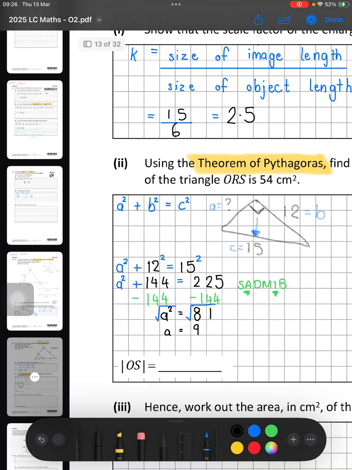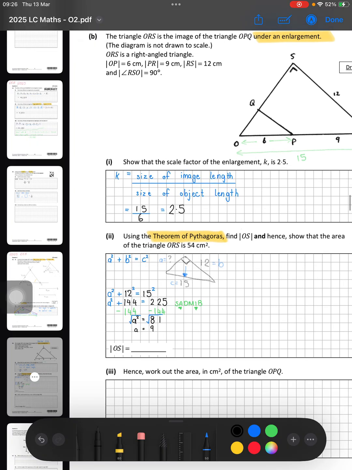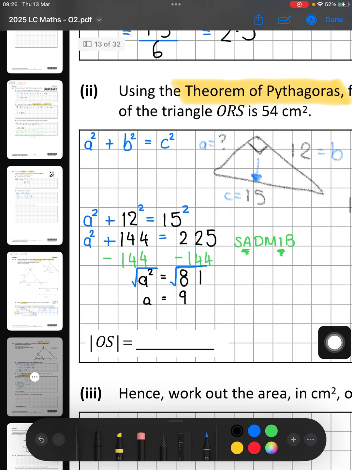So a is 9. Now, don't forget that that is one of the things they asked, so there's probably a significant amount of marks going for this a equals 9. So make sure your answer is written clearly and includes its units. We were looking in centimetres and areas in centimetres squared and so on, so don't forget your units there, it's 9 centimetres.